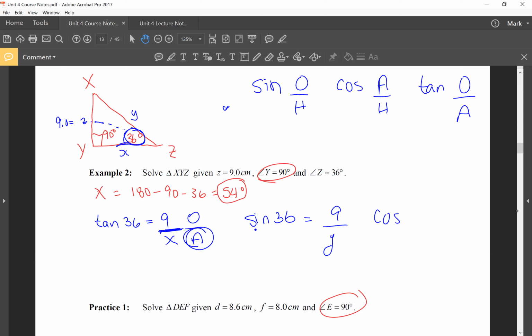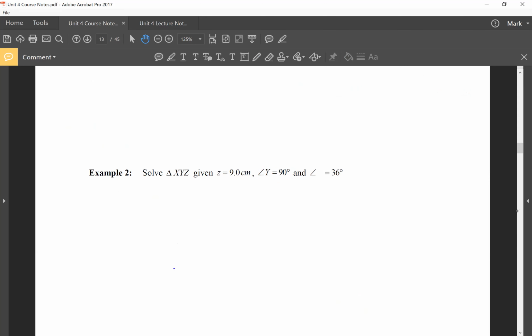If I use cosine of 36, it would be the adjacent x over y. That's no good. So cosine is useless for me right now because I don't know x or y. So I will actually use sine in a second, but I'm going to use tangent right now to find x. I'm trying to get rid of that dot, but it won't go away. Oh, well. So I cross multiply. x is going to be 9 over tan 36, and you'll get your answer.